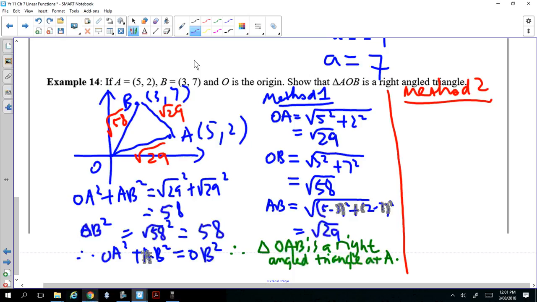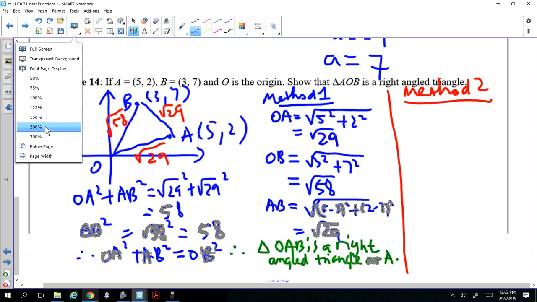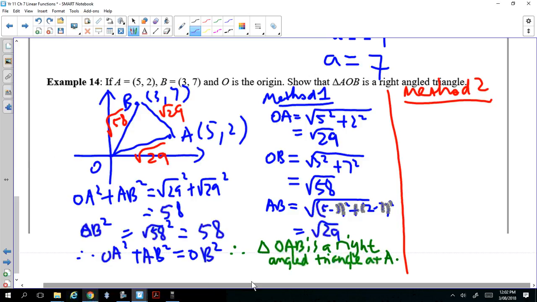Okay, let's look at method 2. Let's find the gradient of OA. What's the gradient of OA? 2 over 5, right? Let's find the gradient of BA. Gradient of BA is 7 minus 2 over 3 minus 5. What do you get? Negative 5 over 2.